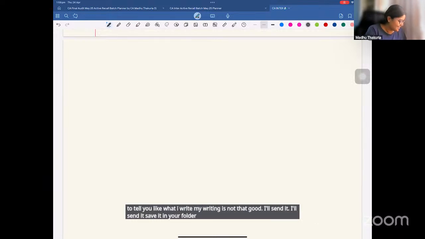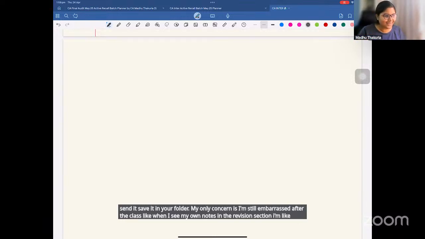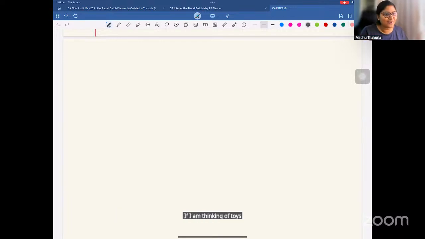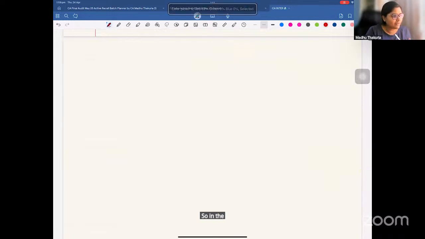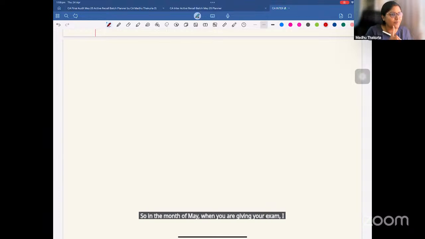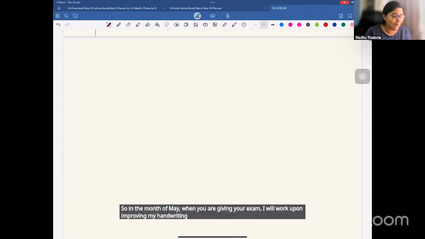My only concern is I feel embarrassed after the class. When I see my own notes in the revision session, I think twice before reading them. How will you feel when you read from my notes? So in the month of May, when you are giving your exam, I will work on improving my handwriting on the digital board. I promise I am going to do that. Thank you.